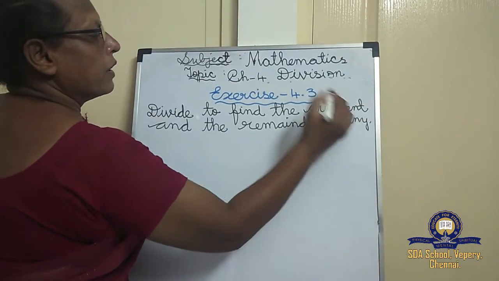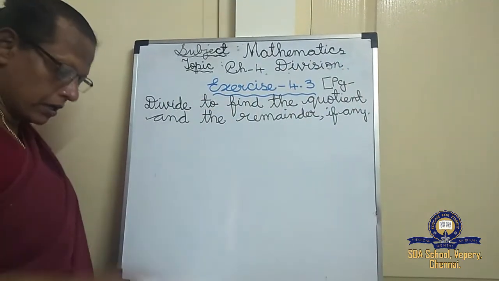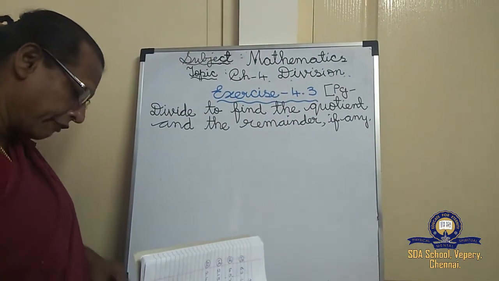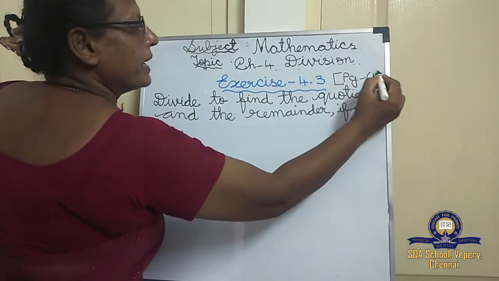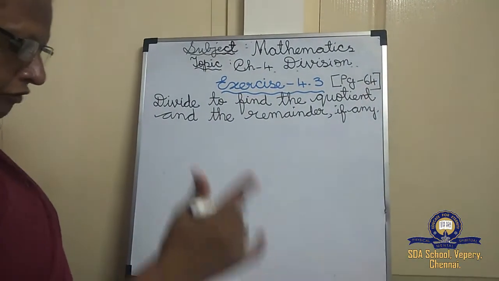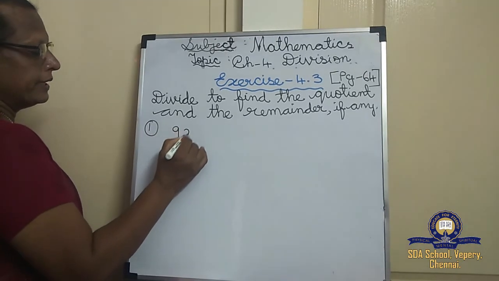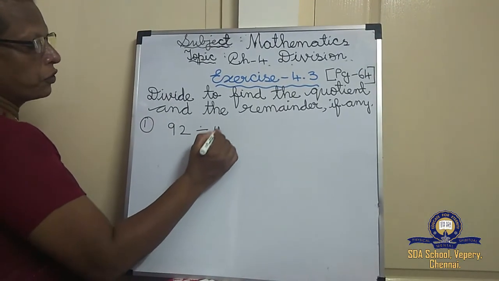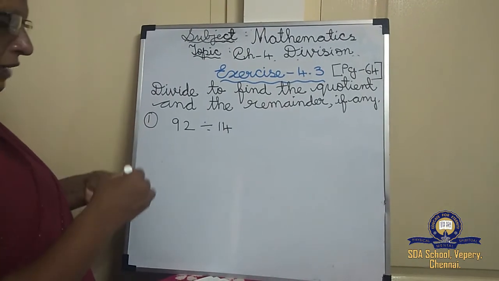It's in page number 64. The same thing only. Okay children, first sum we'll see 92 divided by 14. See, 92 divided by 14.